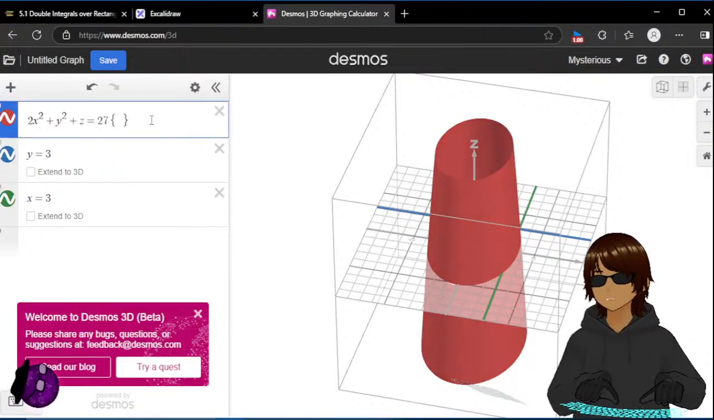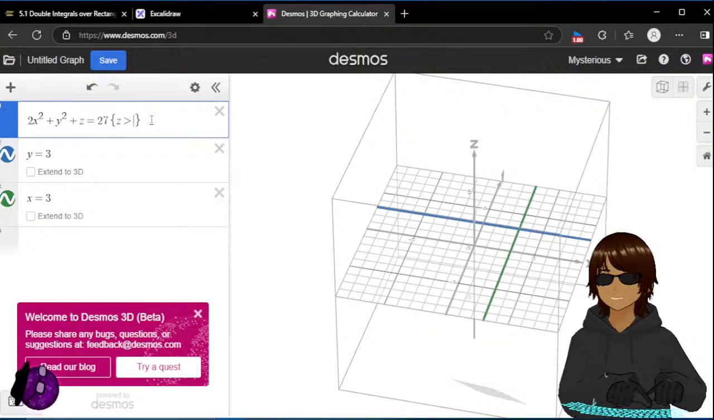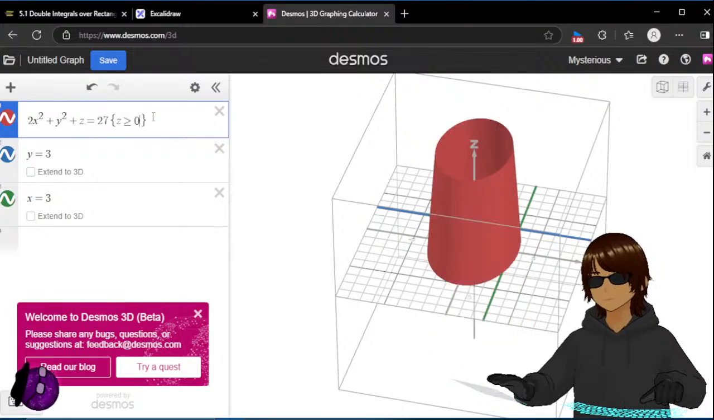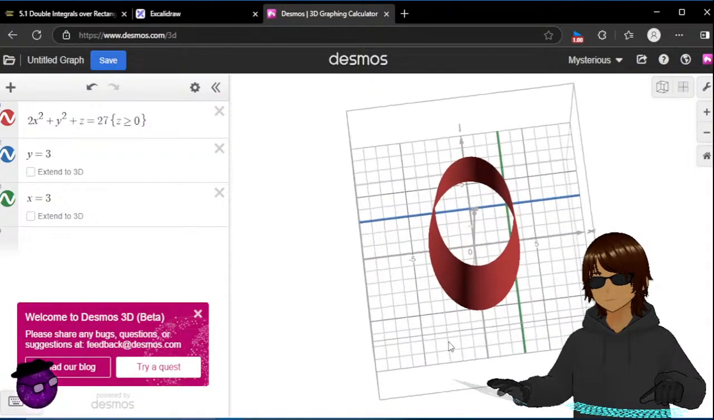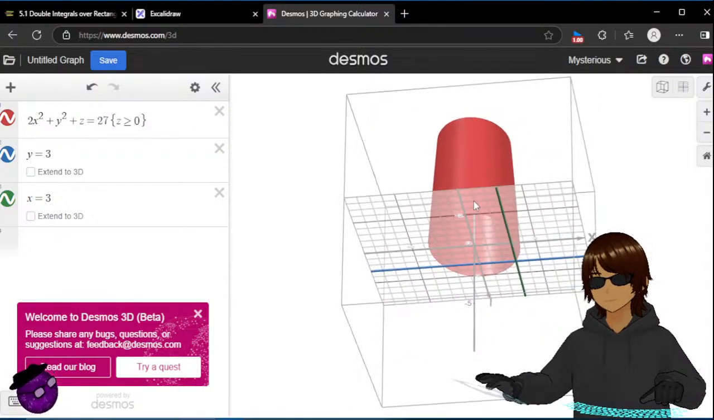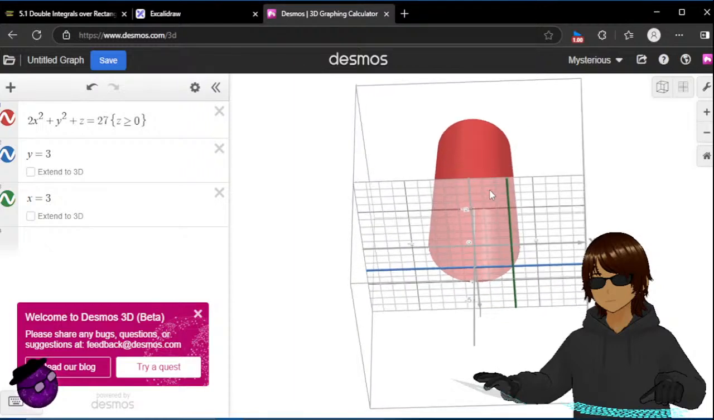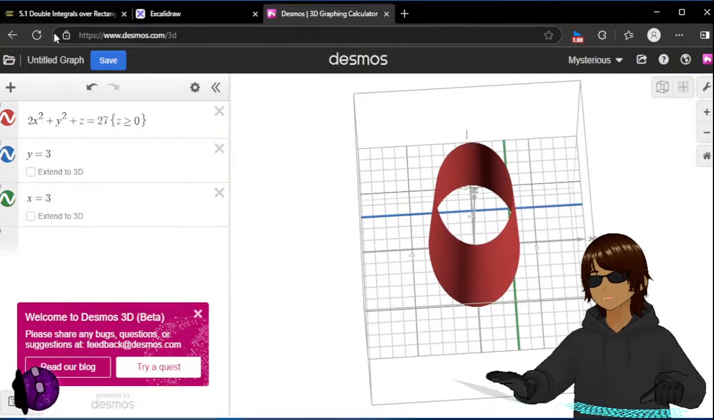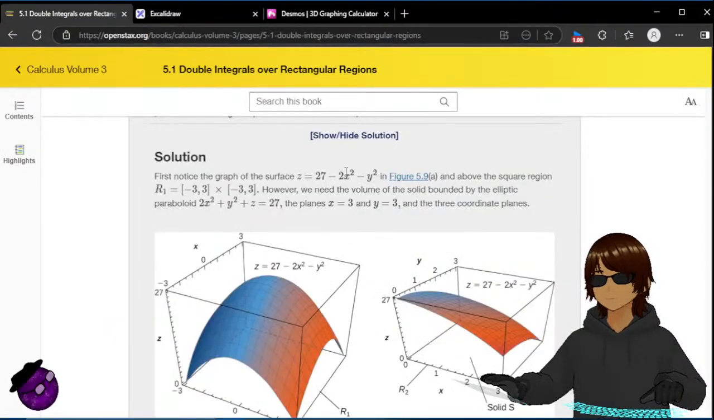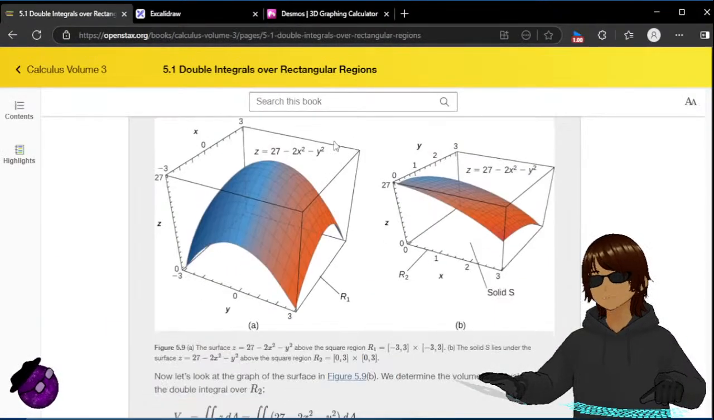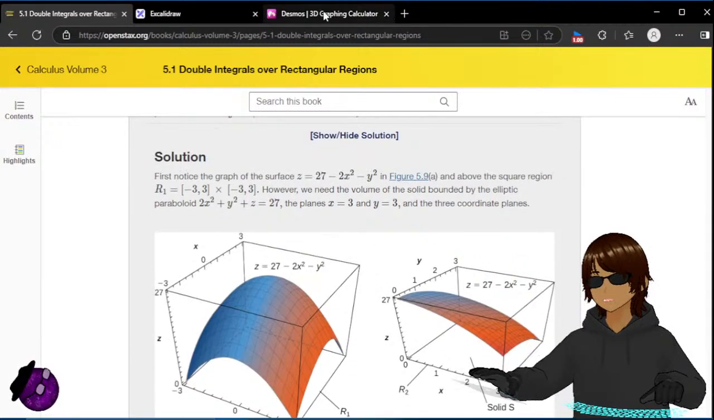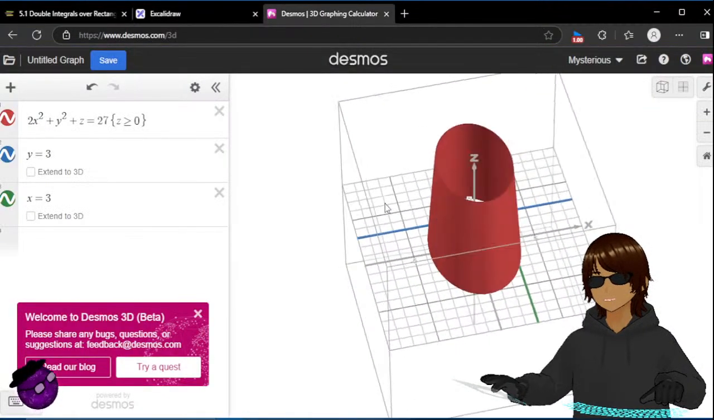Hold on. C is greater than or equal to 0. It's not clear to me what they want. Figure 5.9a. Why did they choose 3 and minus 3?